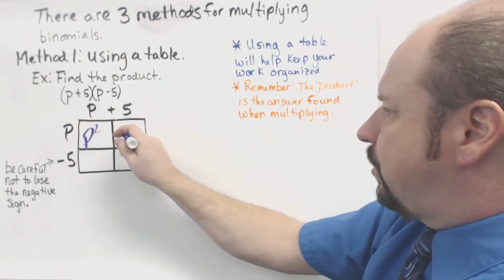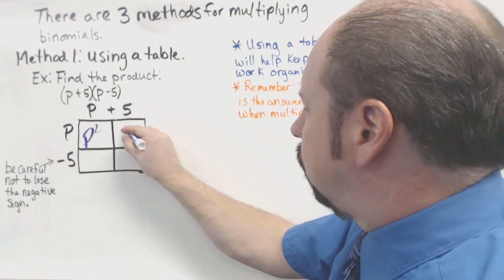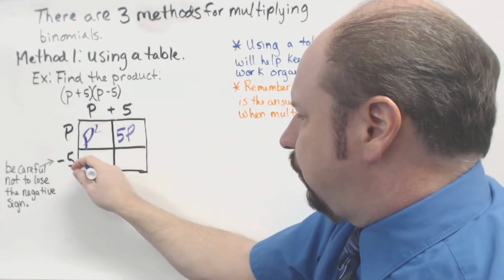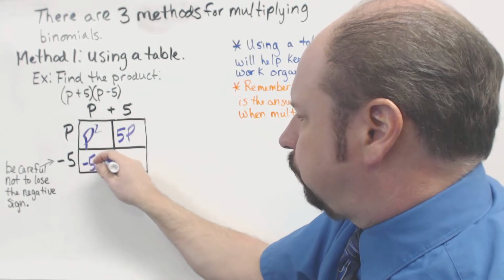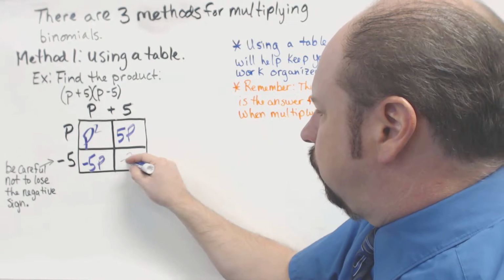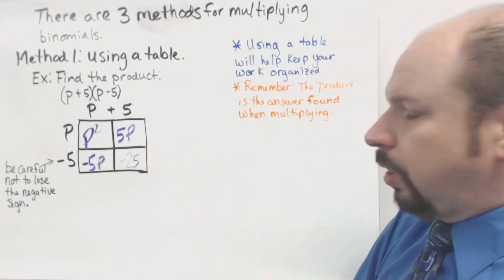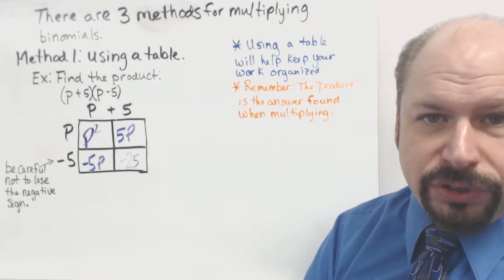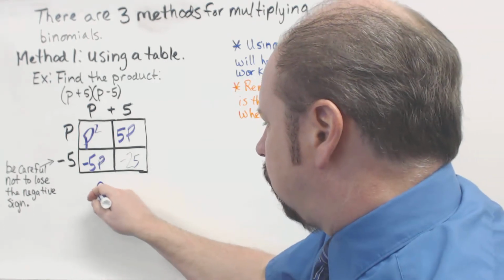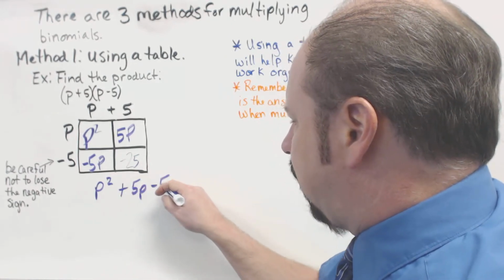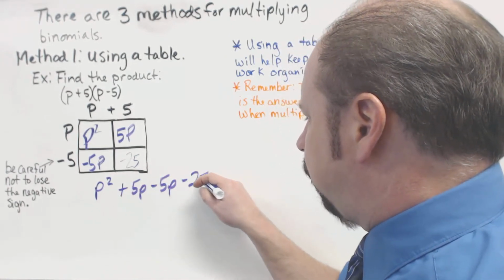P times 5 is 5p. P times negative 5 is negative 5p. And 5 times negative 5 is negative 25. Okay, so good setup. Now what we have to do is just rewrite everything. So p squared plus 5p minus 5p minus 25.